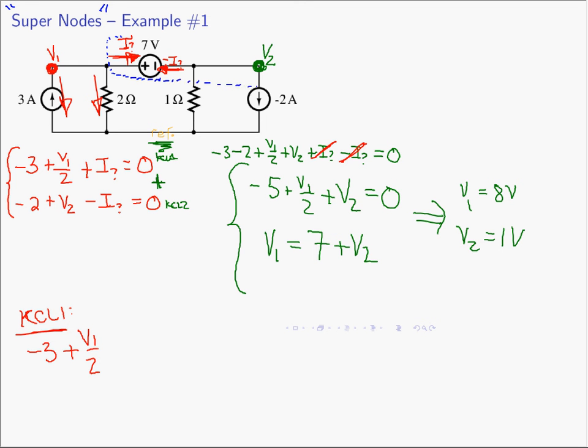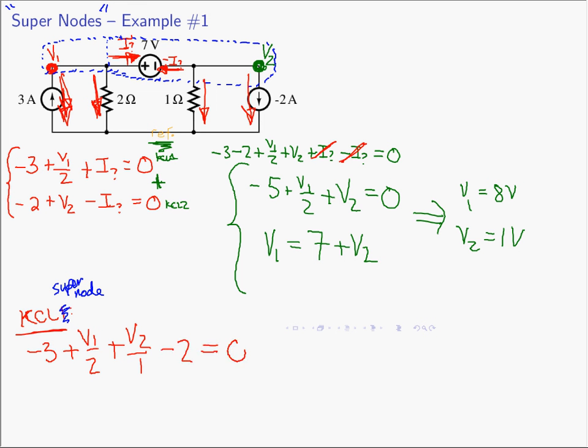And we're going to make a node which is really both nodes, the nodes on both sides of the voltage source in question. Now, instead of writing KCL for node 1, we're writing KCL for the supernode, contained in the dashed line. The supernode currents are going down in this direction, minus 3, V1 over 2. Now we need the current going in this direction, V2 over 1, and then the current down in this direction, minus 2. That's all of the currents leaving the supernode, and that equals 0.